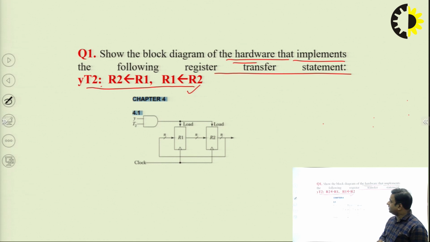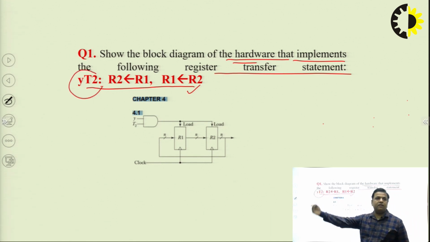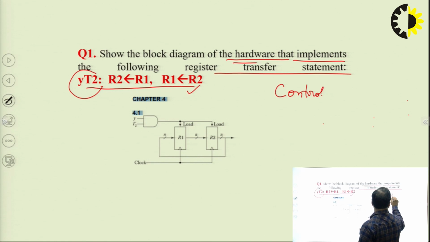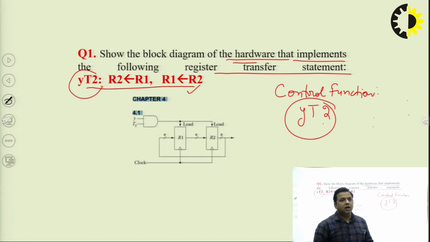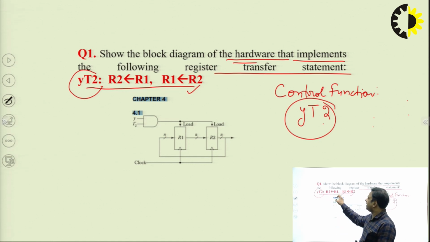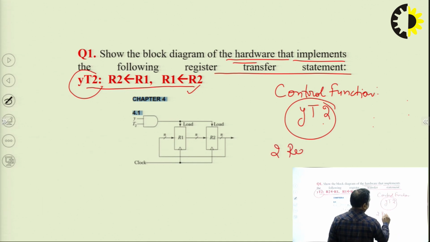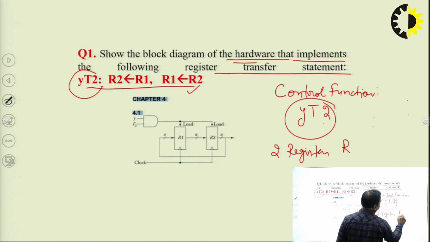So my first question is, what is the control function in this statement? by T2 is my control function. This is my control unit, by T2. Second question, how many registers are required to implement this statement? Count the number of registers in this statement: R1 and R2. That means 2 registers are required. So we need 2 registers and 1 control function.